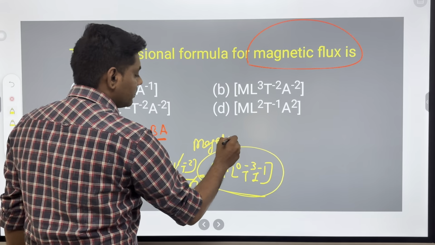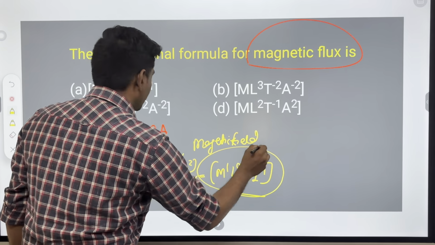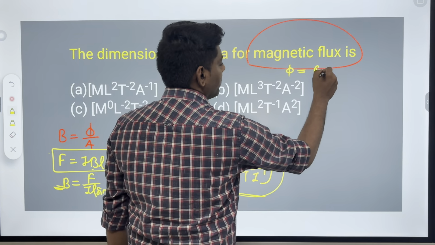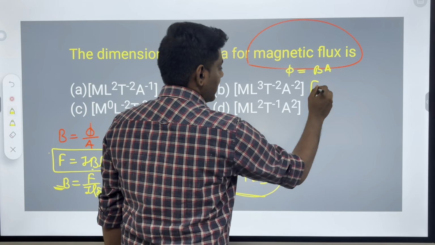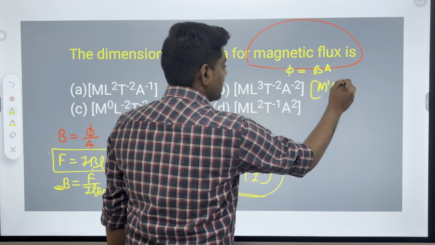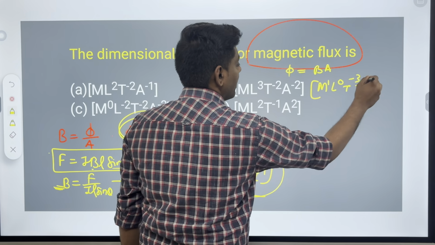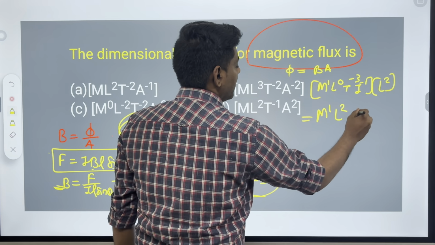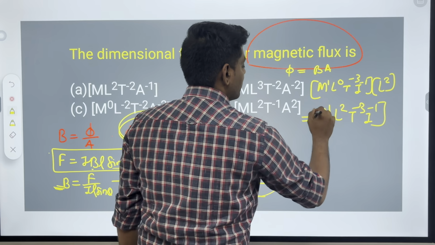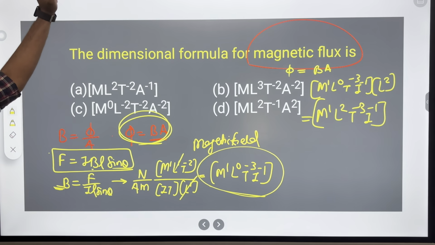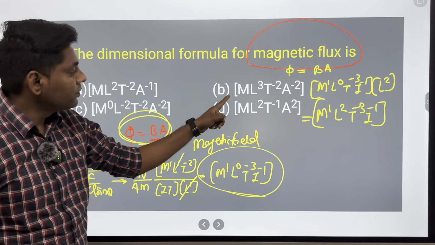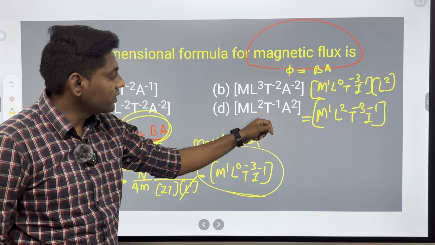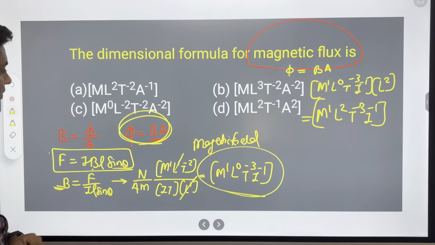Magnetic field, and we have to calculate the dimensional formula for magnetic flux. Very simple, phi equals the product of B into A. What is the magnetic field dimension? M1 L0 T minus 3 I minus 1, and then the dimensional formula for area is L square. So it becomes M1 L2 T minus 3 I minus 1. So M1 L2 T minus 3 I minus 1.